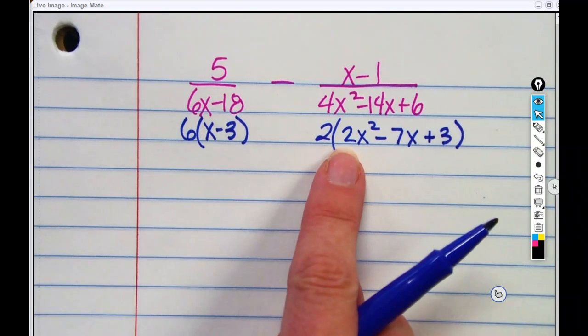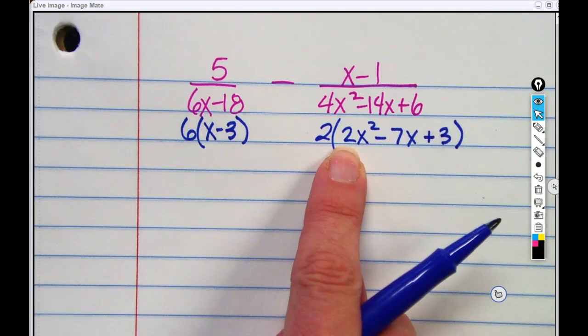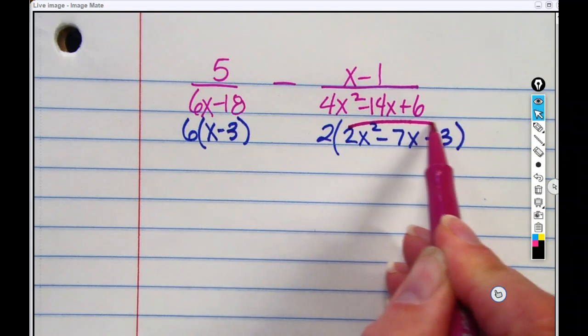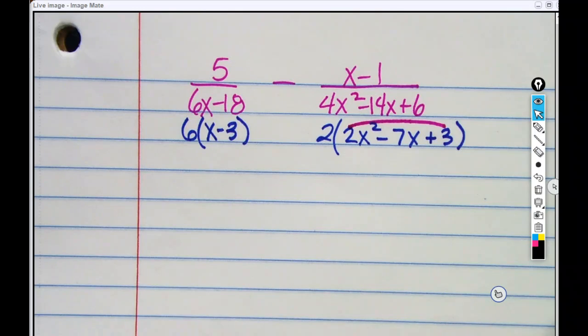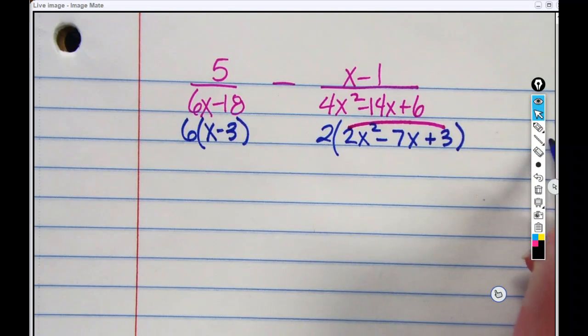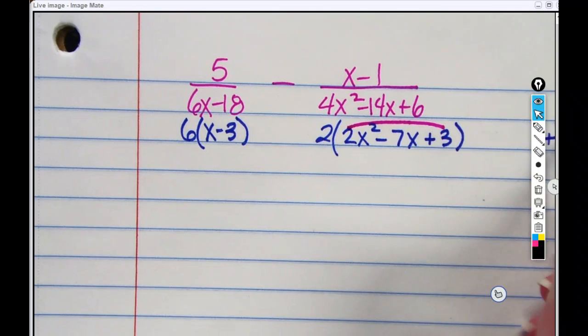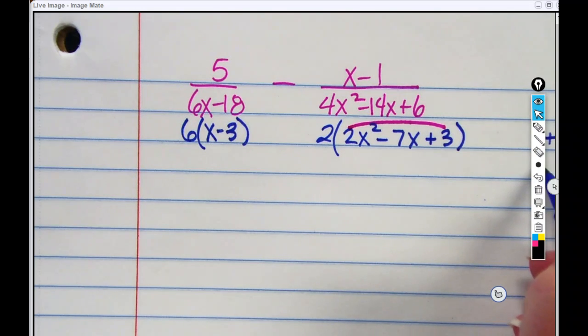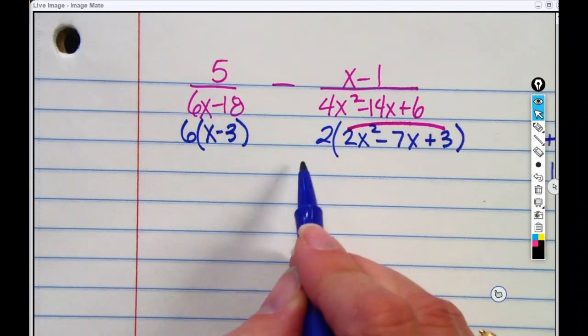Now, because this 2 is here, I can't just do a factoring shortcut, right? I need to do that rainbow method. I need to find two numbers that when I multiply them, 2 times 3 is 6, and when I add them, they're -7. What are my two numbers? -1, -6, -6, -1. Does the order matter? No. So I'll go -1, -6, since that's what I heard first.